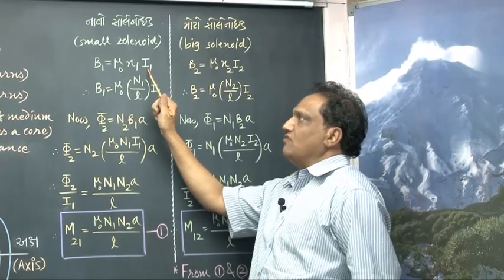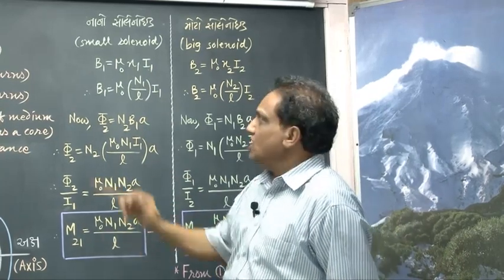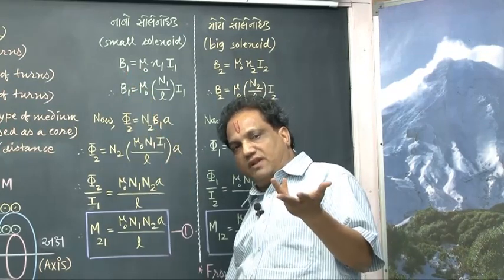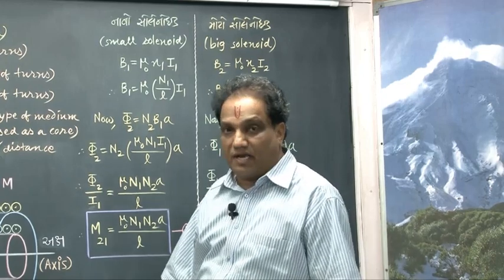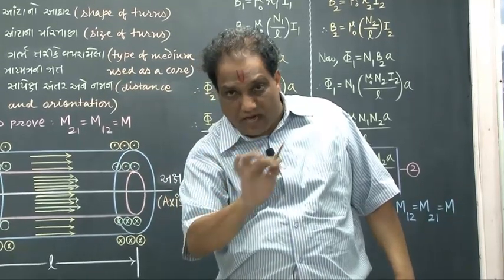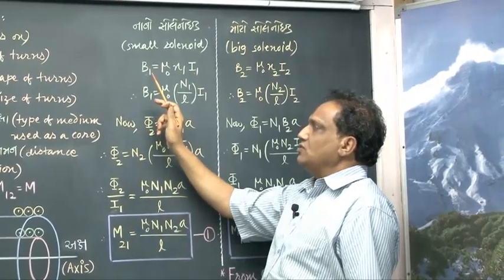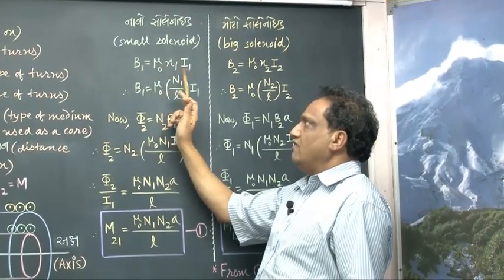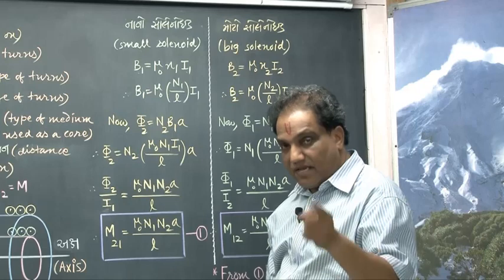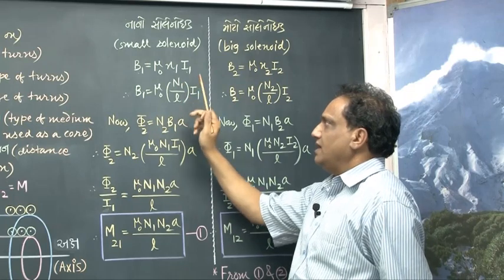If you pass I1 amount of current through the small solenoid, naturally inside the small solenoid you will get a magnetic field. Let it be B1. Don't you know the formula of the magnetic field inside an extremely long current carrying solenoid? In third semester you have studied B equals mu 0 n I. That's why I am writing here B equals mu 0 n I. Everywhere I should write 1: B1 equals mu 0 n1 I1. What is this small n1? Number of turns per unit length in the first solenoid. It is nothing but capital N1 upon L into I1.